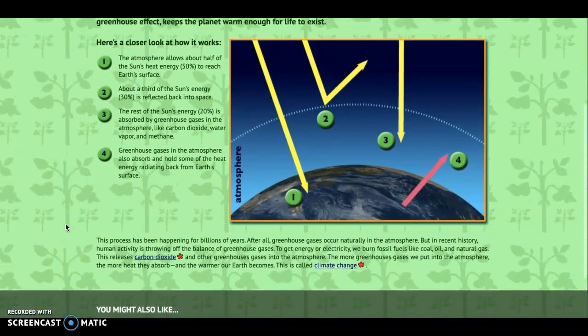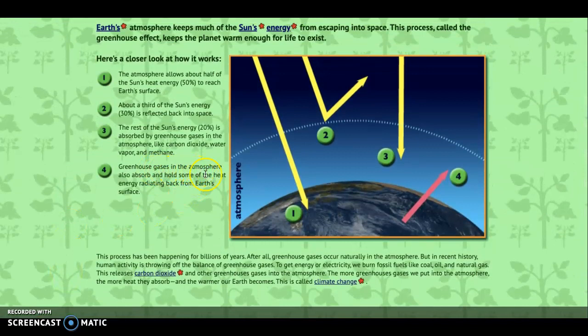The greenhouse gases in the atmosphere also absorb and hold some of the heat energy radiating back from Earth's surface. This process has been going on for billions of years and is natural. As I said, we need this to occur so that Earth is warm enough for life.